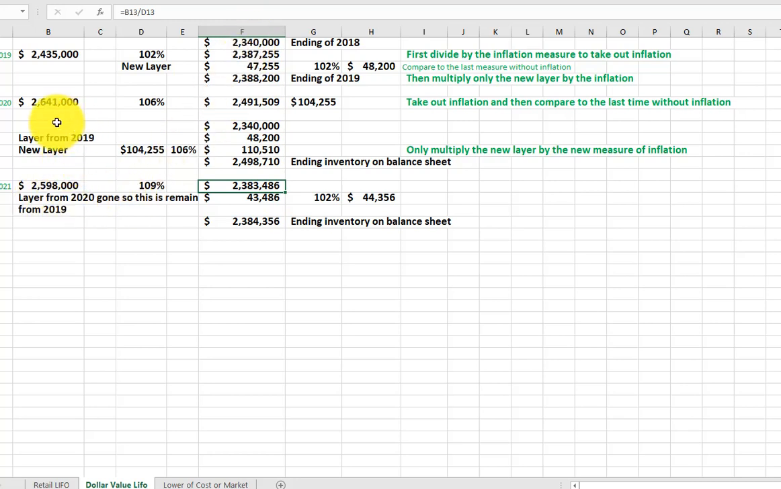The layer from 2020 is gone. This layer is gone. And a part of this layer is gone. So this 43,486 is actually a 2019 layer. So when we put the inflation back, we use the 2019 inflation. 43,486 times the 102, okay, 44,356. Add that to our beginning way back here, because all of this other stuff is now defunct. It doesn't apply anymore because it disappeared. And this is our ending inventory on the balance sheet.